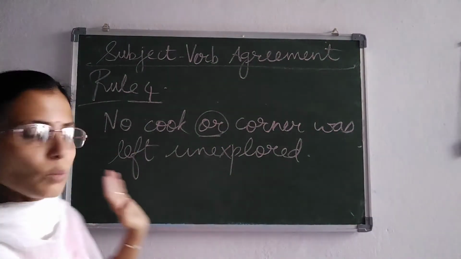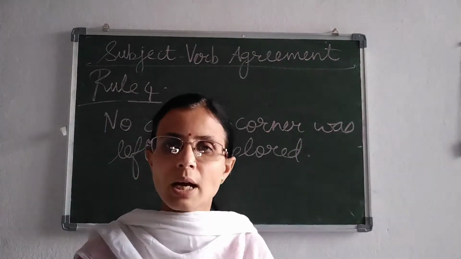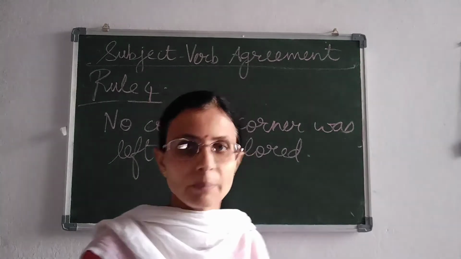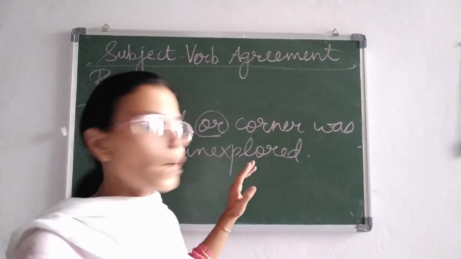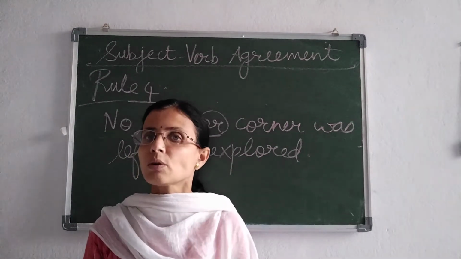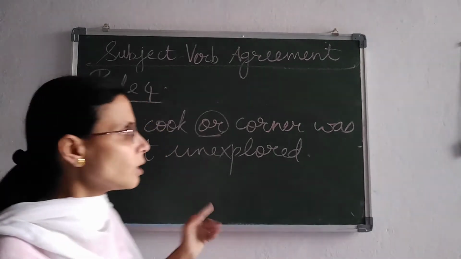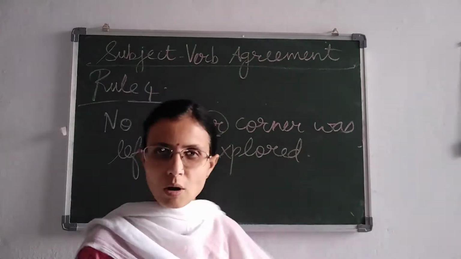Nothing was unexplored. Every nook and corner I have explored, I have found, but I could not get something. So here I am using or. Or means either cook, or corner. So here I am talking about only one subject. So the verb will also be in singular form. That is, we will use was.